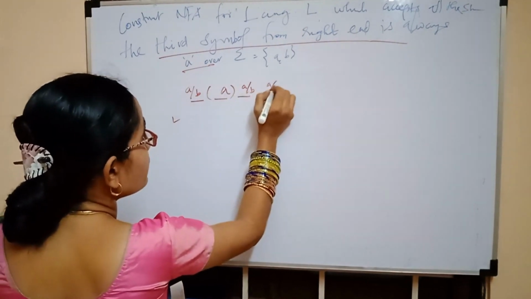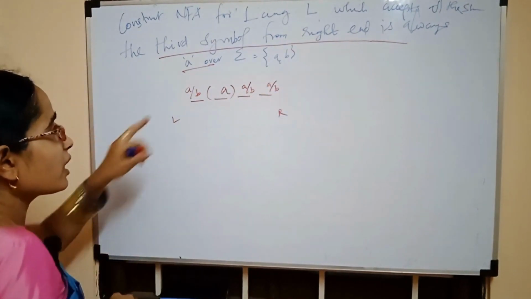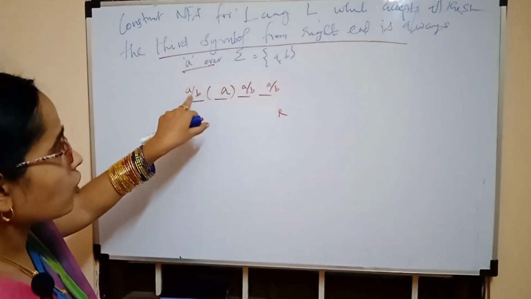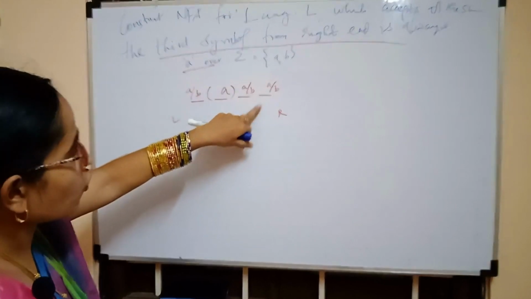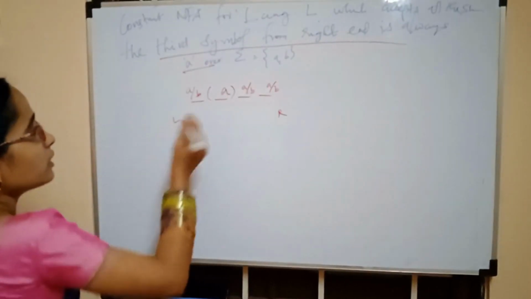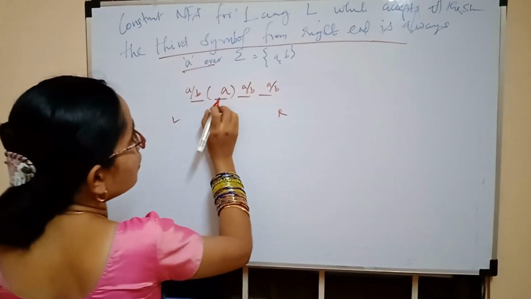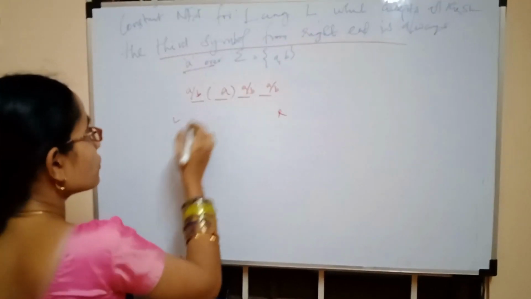There may be a possibility of A or B. Here also you can have either A or B, but in the third symbol you should have only A. Okay, so this is what they are asking.